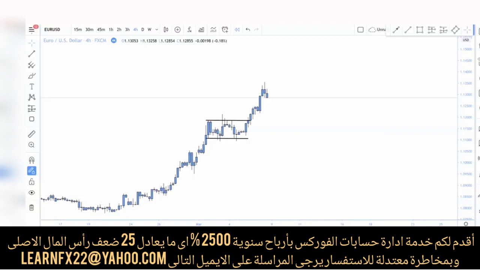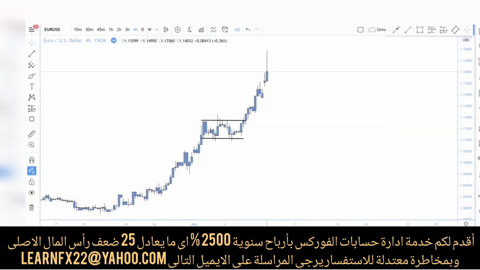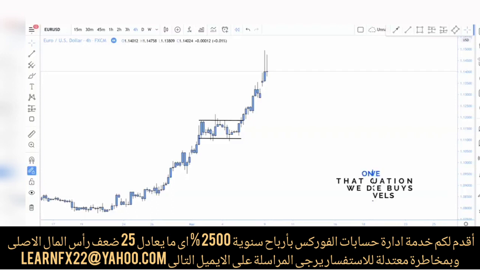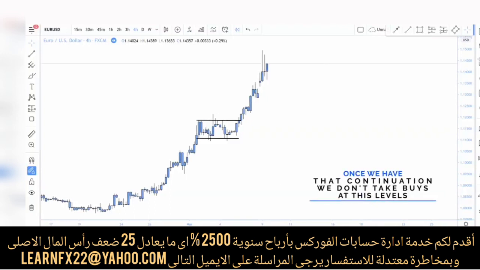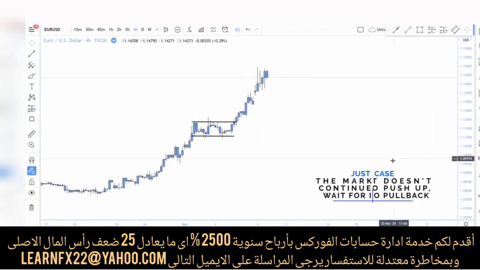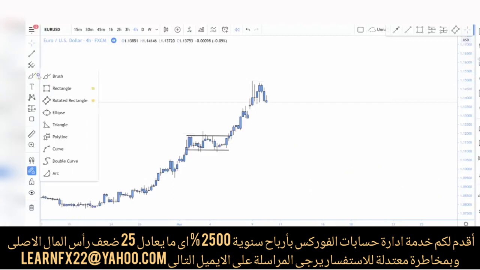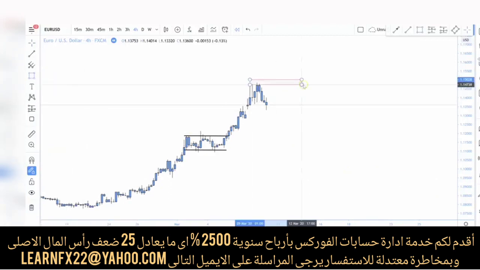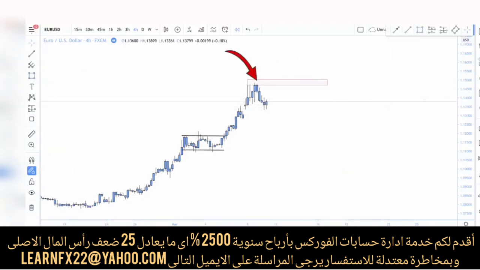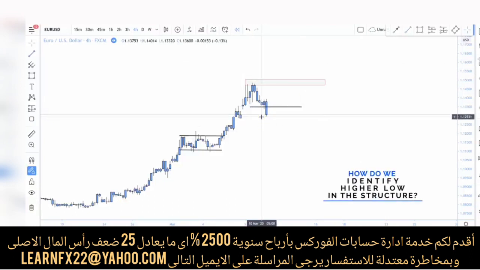Price has made the higher high. We expect a slight exhaustion on this market, a pullback before the continuation. Now, once we have that continuation, again, we're mindful that we don't take buys at these levels, just in case the market doesn't continue to push up. We're waiting for it to pull back. Now, when the market pulls back, what we're looking at here is a structural higher low. Now, once the market has made the higher low, what we're expecting the market to do is continue to the upside. Now, how do we identify that higher low?